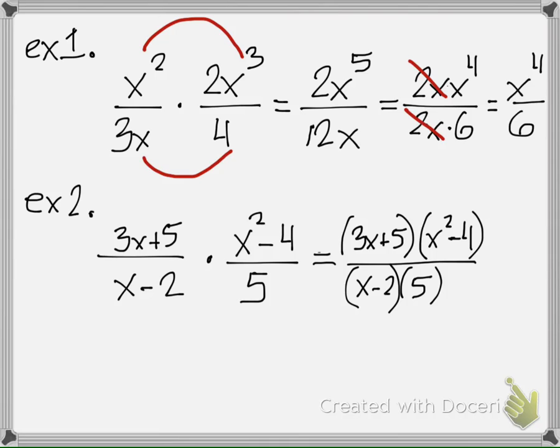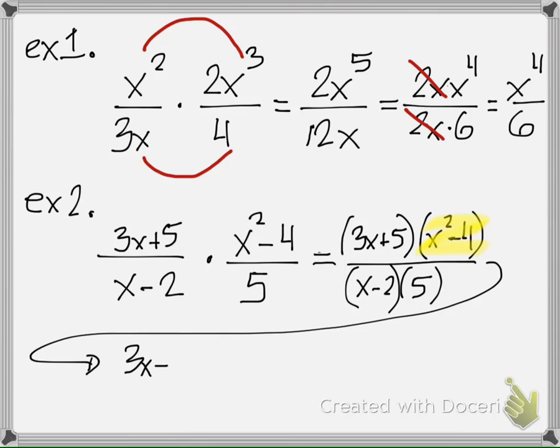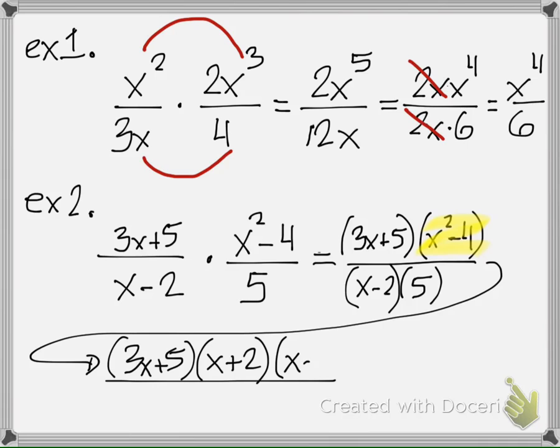We're not quite done here. I can take this x squared minus 4 and it can be factored some more. So let me move down here. I have 3x plus 5. Nothing else can be factored out of that. But x squared minus 4 can be reduced to x plus 2 times x minus 2. And on my denominator, I had 5 times x minus 2.